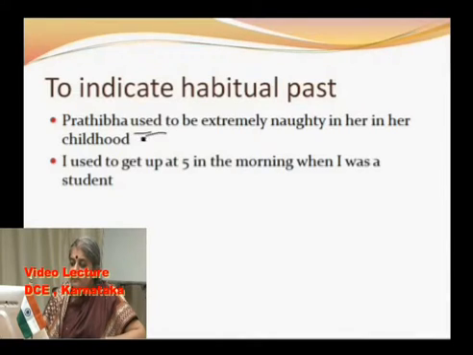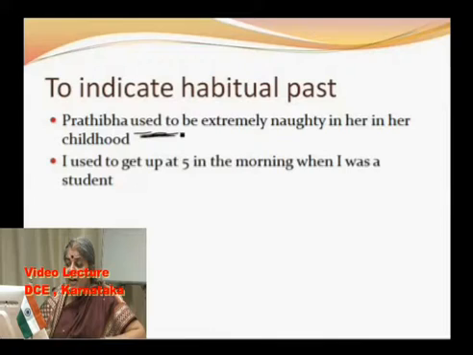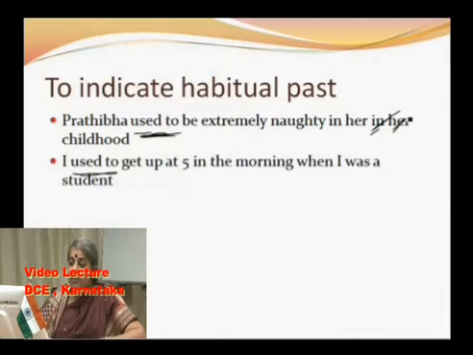I use it with the help of particular words like what? Used to. Which word do I use to express the simple habitual past? With words like used to. Like what? Pratibha used to be extremely naughty in her childhood. Now used to be, what is used to? It indicates a habitual past.